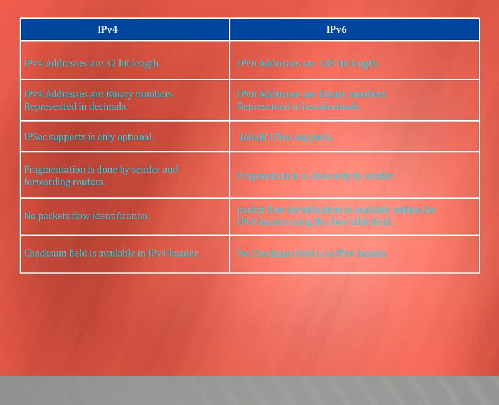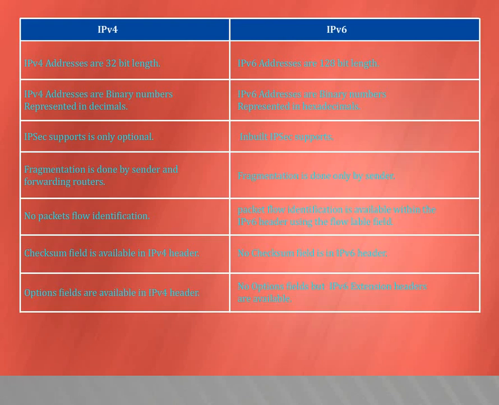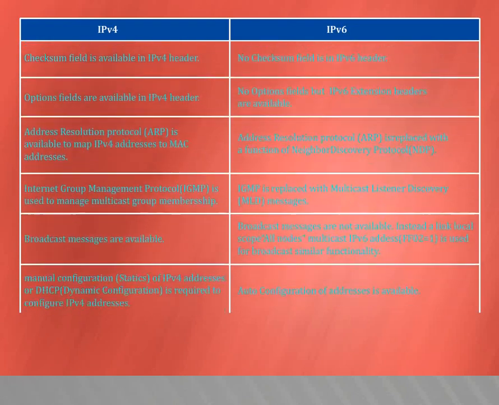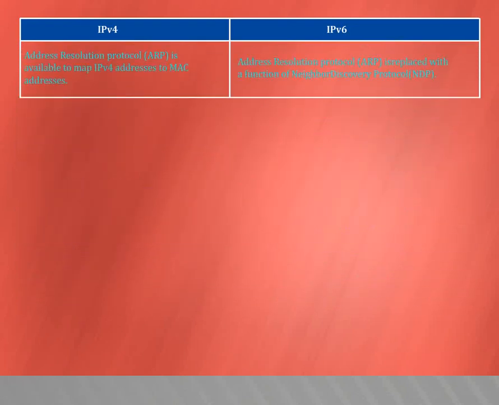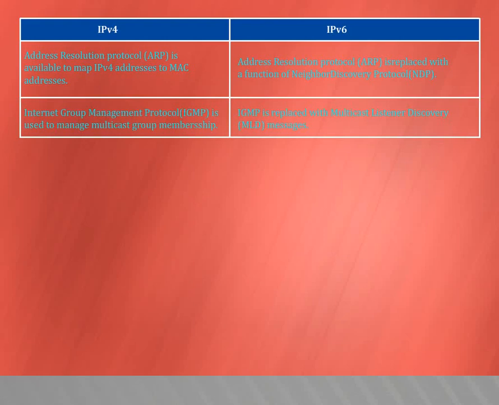A checksum field is available in the IPv4 header. There is no checksum field in the IPv6 header. Options fields are available in the IPv4 header. IPv6 has no options fields, but IPv6 extension headers are available. Address Resolution Protocol (ARP) is available to map an IPv4 address to a MAC address. ARP is replaced with a function of Neighbor Discovery Protocol (NDP) in IPv6. Internet Group Management Protocol (IGMP) is used to manage multicast group membership. IGMP is replaced with Multicast Listener Discovery (MLD) messages.